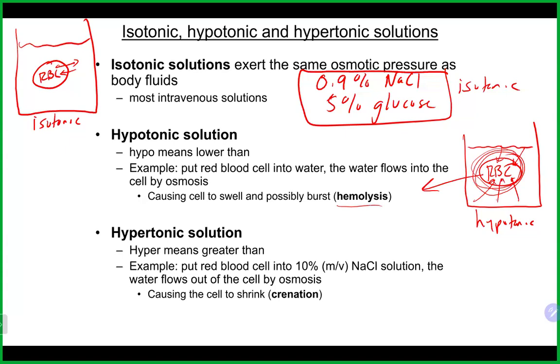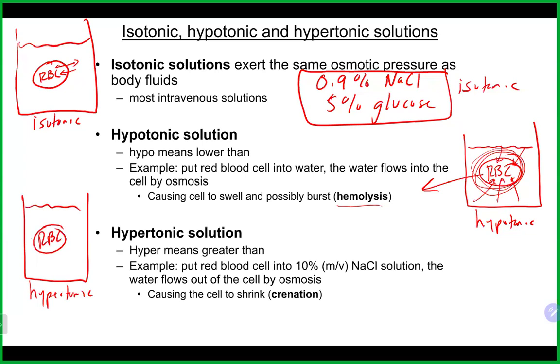So it will cause your cells to kind of burst in that case, again, because you're going to have osmosis bringing all the fluids in. Cells are going to swell and become like a jelly donut and start to pop, right? If you have a hypertonic solution, hyper means more than, and you put your red blood cell into that sort of solution, which is a hypertonic solution.